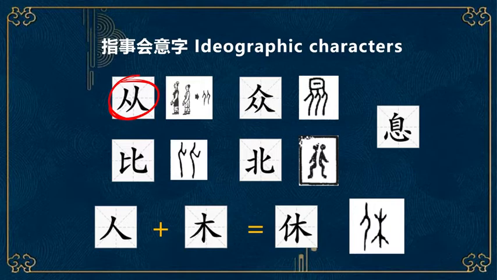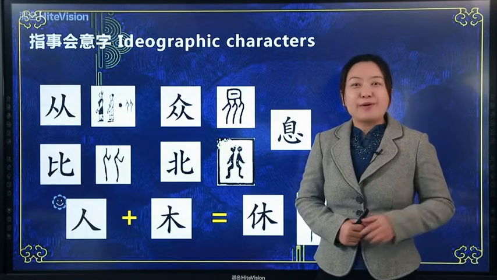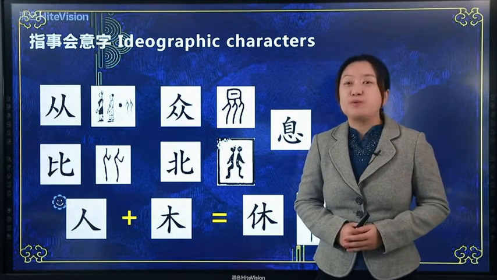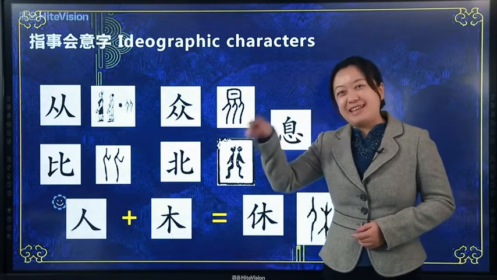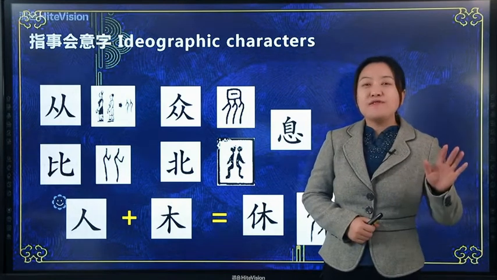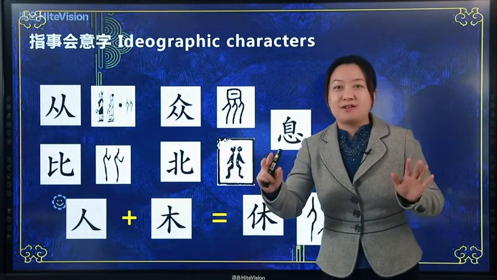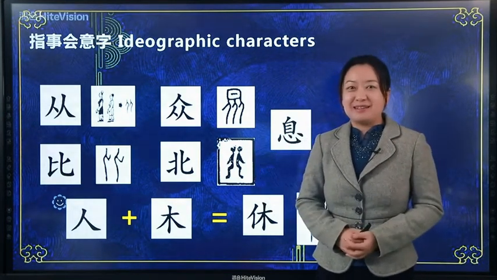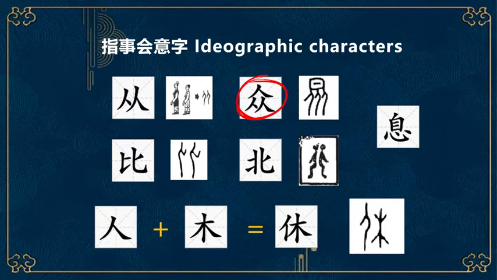We can see this one, 从. The original meaning of 从 is to follow, to go after, one by one. So, this character is made by 2 people, 2人, 两个人, one followed by another to show this meaning. 众 means a lot of people, the masses.